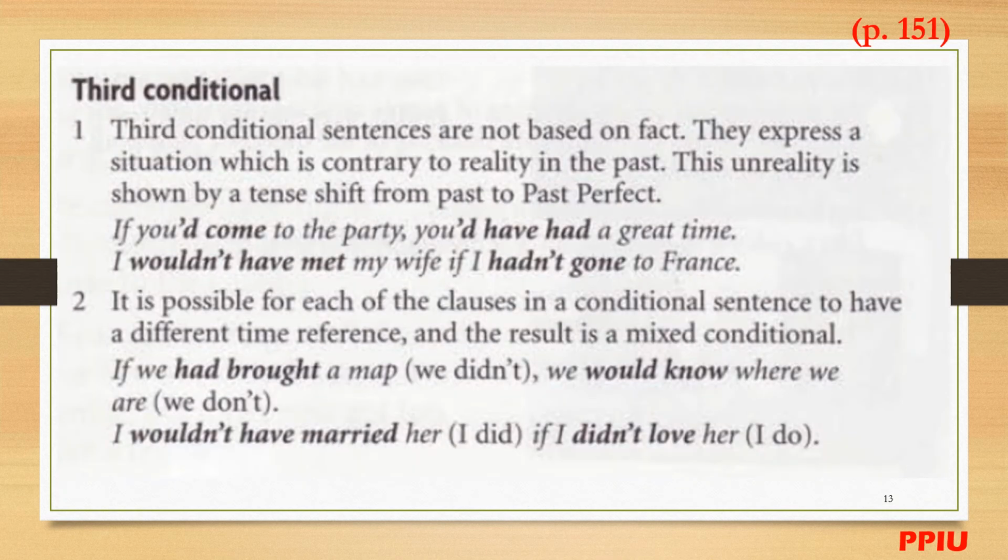We should move to one more thing about the third conditional. Have you ever learned about the third conditional before? The answer is yes, I strongly believe, right? So you may have learned about it not just a single time, maybe more than one time actually. Third conditional sentences are not based on facts. Remember this one? They express a situation which is contrary to reality in the past. For the second conditional, it's contrary to the reality in the present or future. But in here, it is contrary to the reality in the past. Do you remember this one?